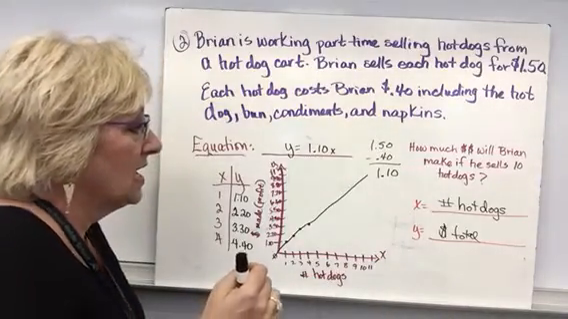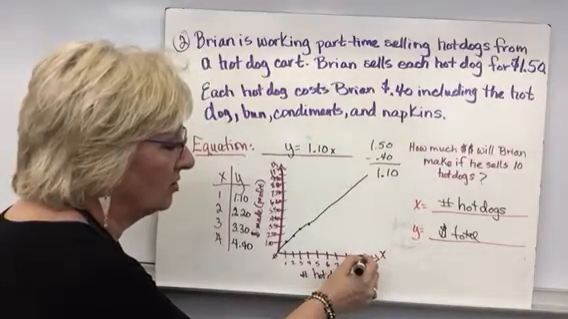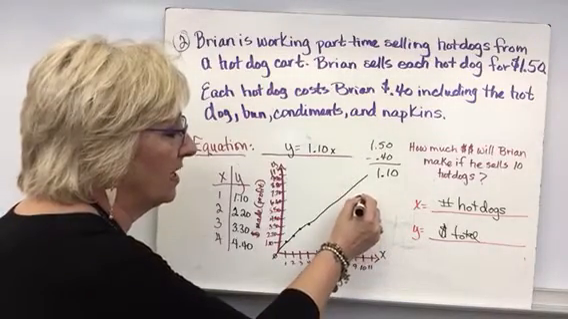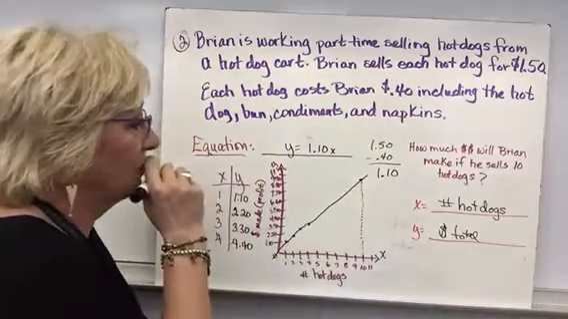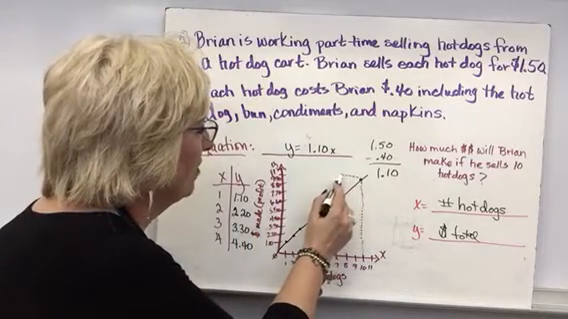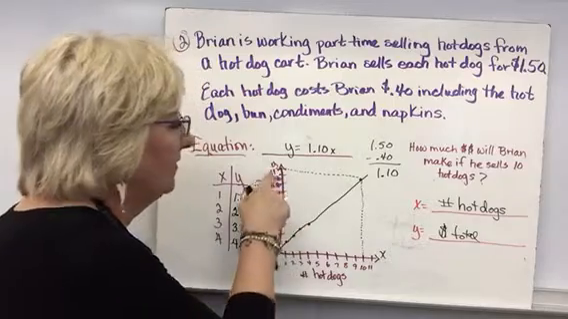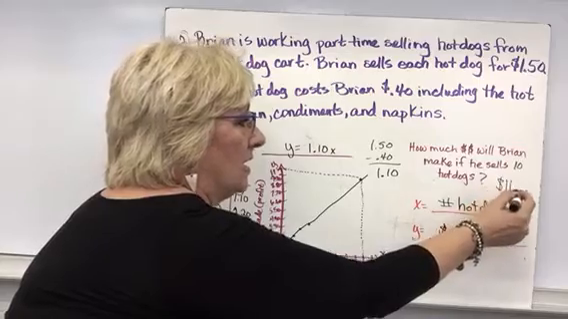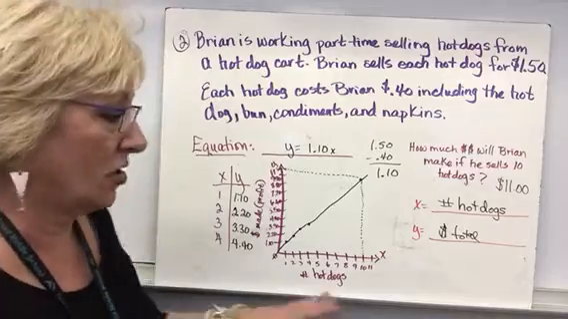I hope you do. And if I come over here, let's go up to the number of hot dogs, and I'm just going to place it. Of course, this would be much better if I had a straight ruler or actual graph paper. I can see that it would be $11. So I know it would cost me $11 if I bought 10 hot dogs from Brian and his cart.